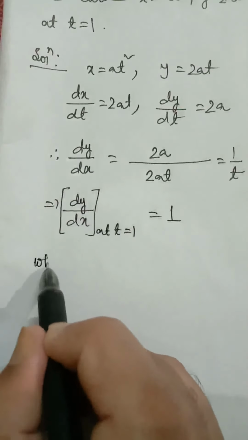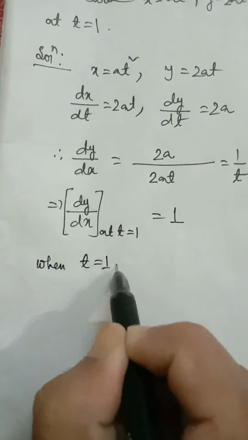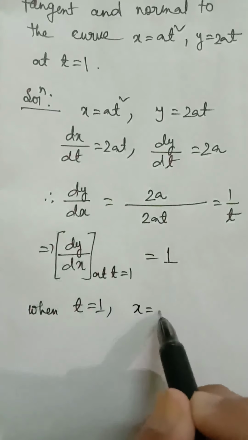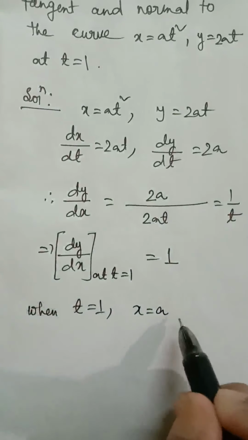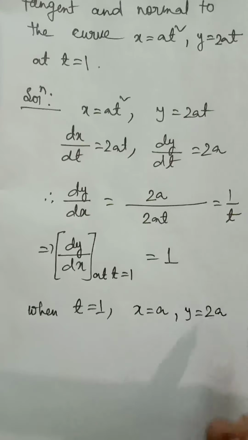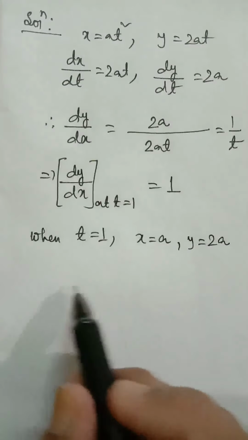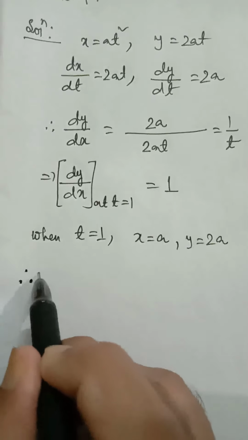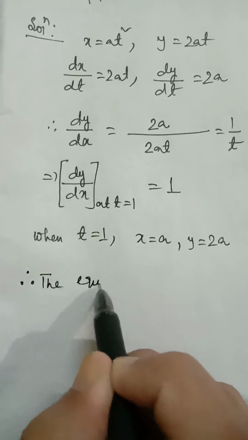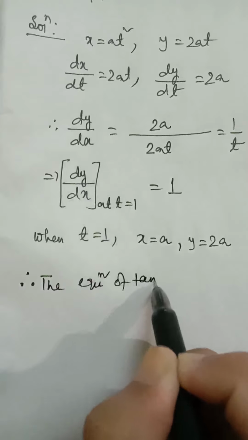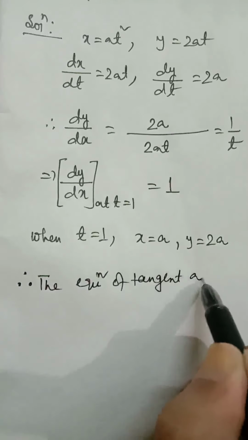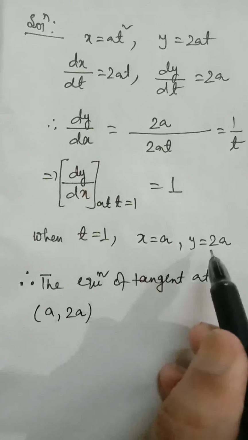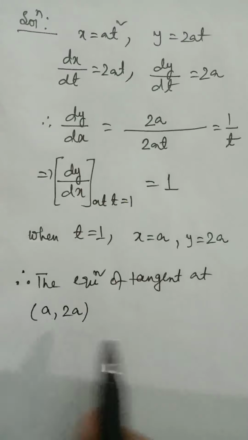When t equals 1, x equals a and y equals 2a. That means we have to find the equation of the tangent at the point (a, 2a). Therefore, the equation of the tangent at (a, 2a), where x equals a and y equals 2a. I have written this in coordinate form.